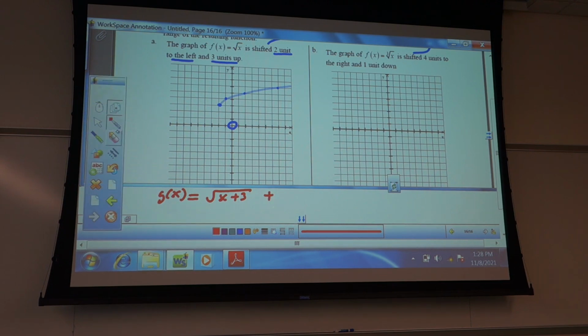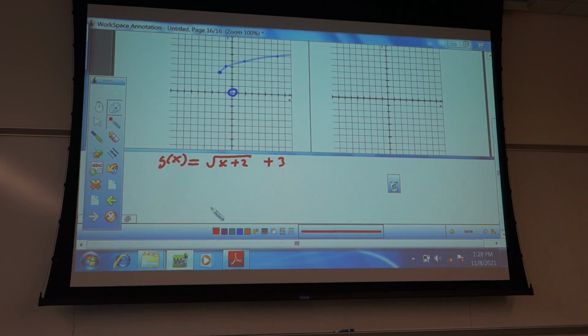Oh, sorry. 2 to the left. My bad. That's supposed to be 2. And then on the outside, up 3. Good? All right. So then the next part was domain and range?